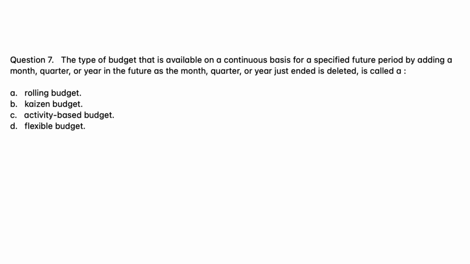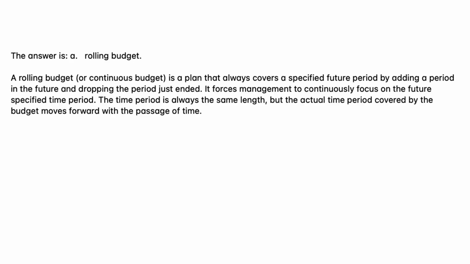Question 7. The type of budget that is available on a continuous basis for a specified future period by adding a month, quarter, or year in the future as the month, quarter, or year just ended is deleted, is called A. Rolling budget, B. Kaizen budget, C. Activity-based budget, D. Flexible budget. The answer is A. Rolling budget. A rolling budget, or continuous budget, is a plan that always covers a specified future period by adding a period in the future and dropping the period just ended. It forces management to continuously focus on the future specified time period. The time period is always the same length, but the actual time period covered by the budget moves forward with the passage of time.